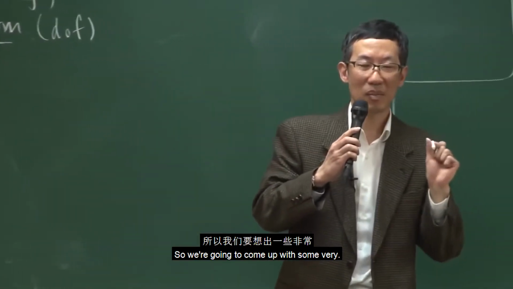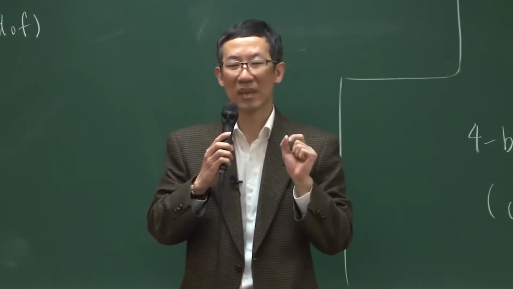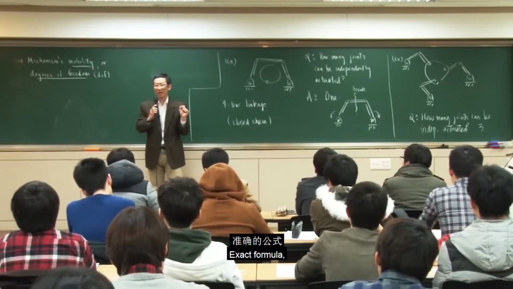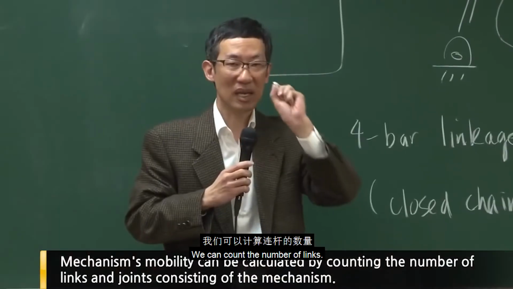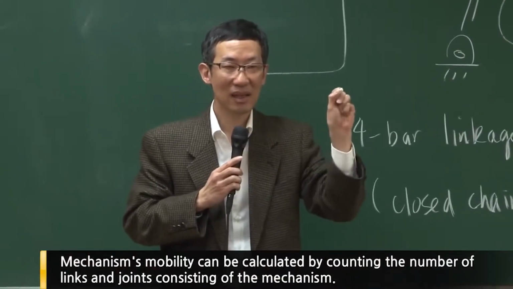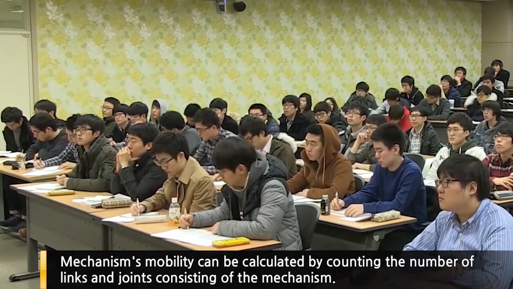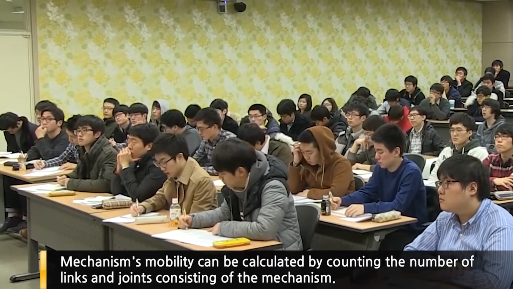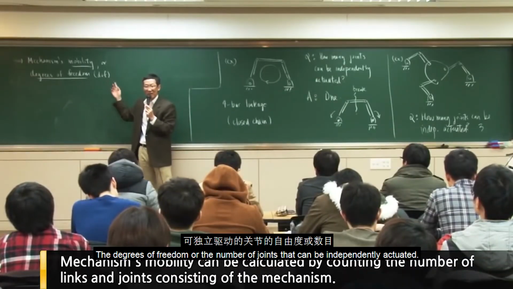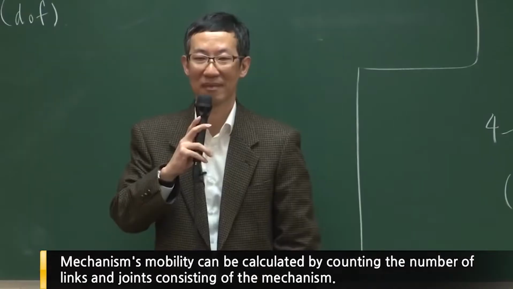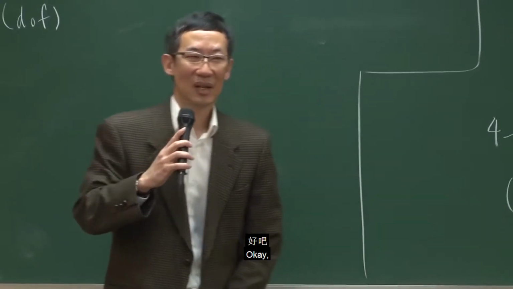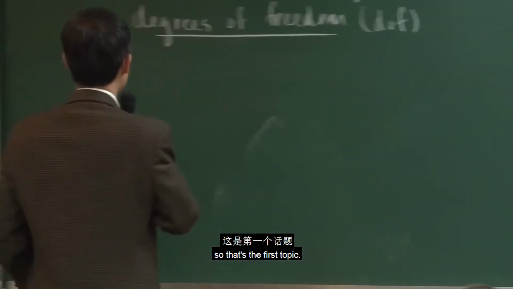All right, so we're going to come up with some very exact formulas, where we can look at a mechanism like that. We can count the number of links, count the number of joints, and come up with the degrees of freedom, or the number of joints that can be independently actuated. Okay, so that's the first topic.